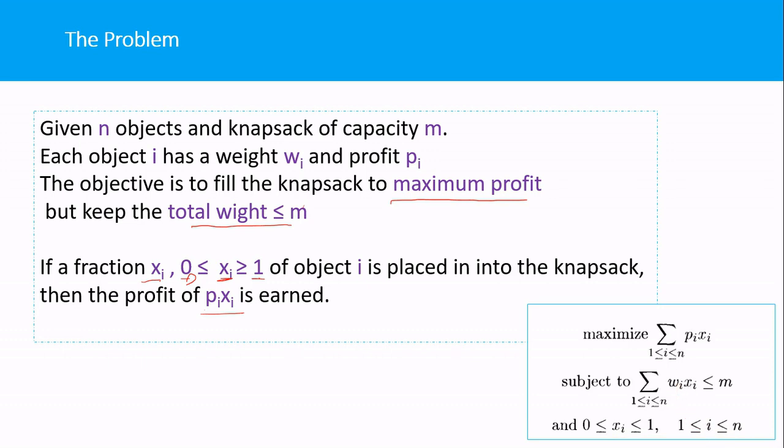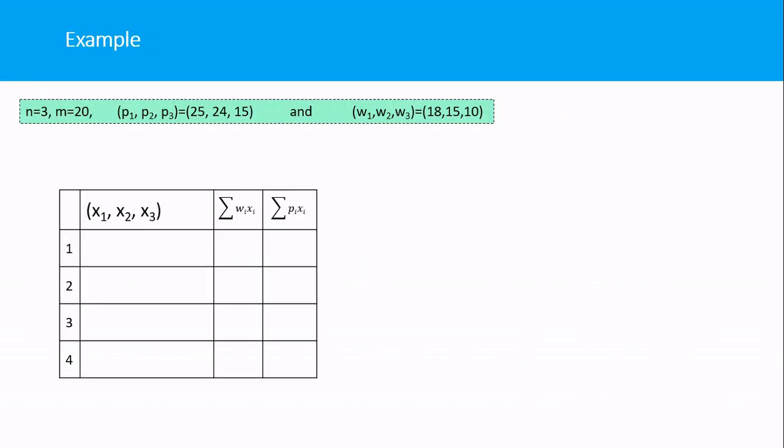I will explain the problem with an example. Suppose we have 3 items with profits 25, 24 and 15 respectively, and the weights of these items are 18, 15 and 10 respectively. Now we have to fill our knapsack, and the capacity of our knapsack is 20. We can add only 20 units of weight. Imagine the weight is in kg, so maximum we can fill 20 kilograms.